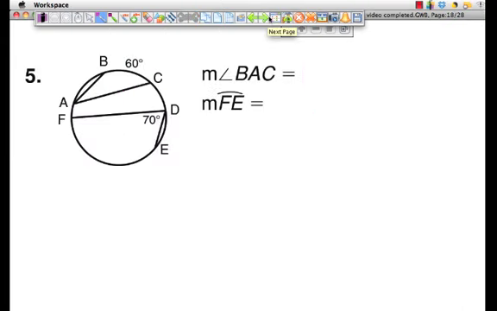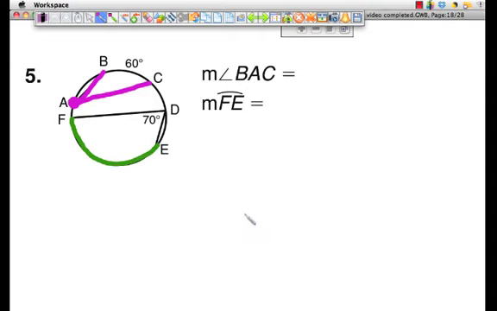Number 5. Again, these are kind of split. You're trying to find the measure of angle BAC, B to A to C. That angle is right on the circle. And you're also trying to find the measure of an arc from F to E. So you have to decide if you're going to be multiplying by 2 or dividing by 2.